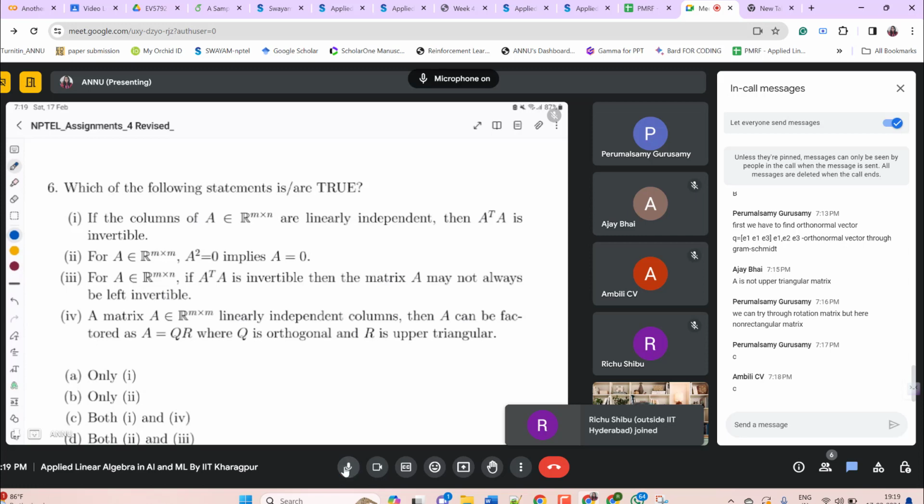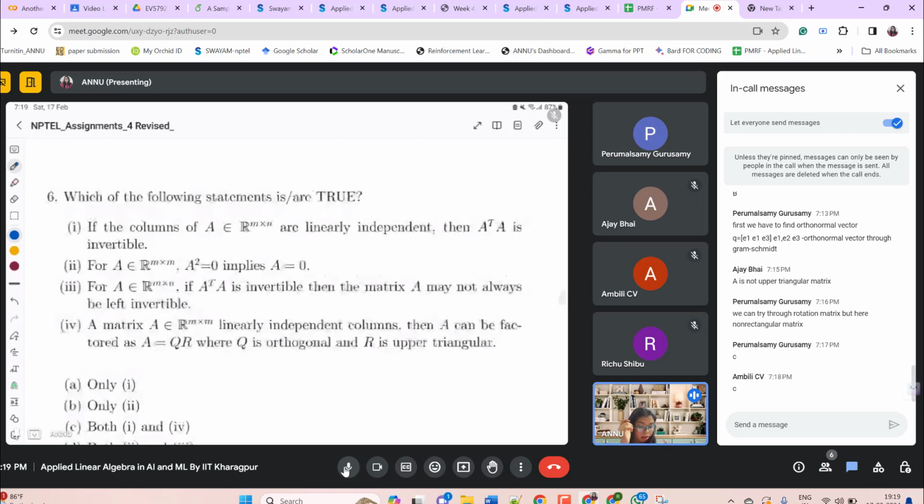So okay, as per Guruswami and Ambili, the answer is C. Let us solve this problem. Which of the following statements is or are true? The first option is: if the columns of A belonging to R^(m×n) are linearly independent, then A transpose A is invertible. This is for sure true.